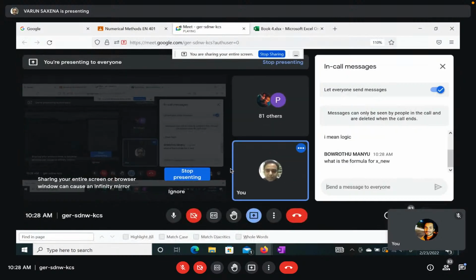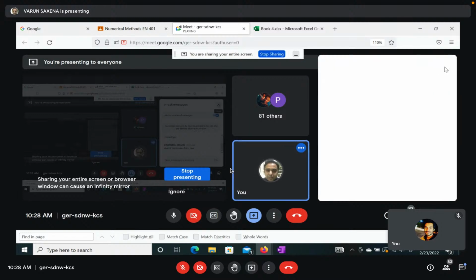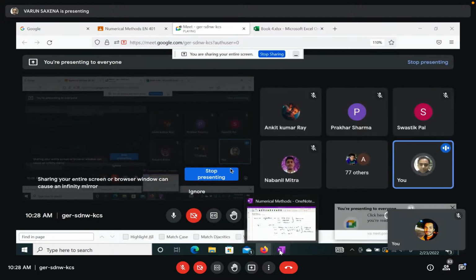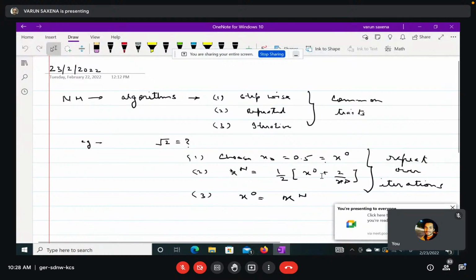What is the formula for x new? I think you joined late. The formula for x new is this: half of x old plus 2 over x old.